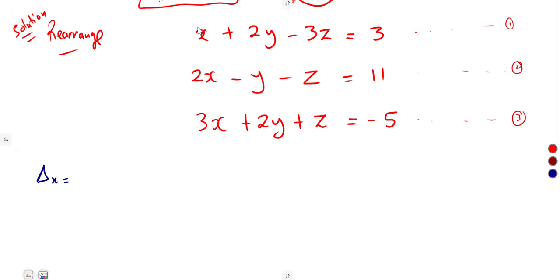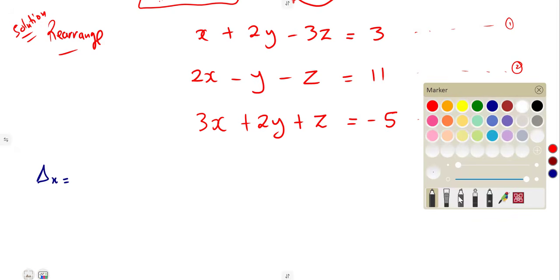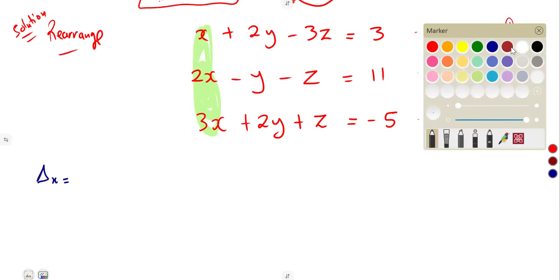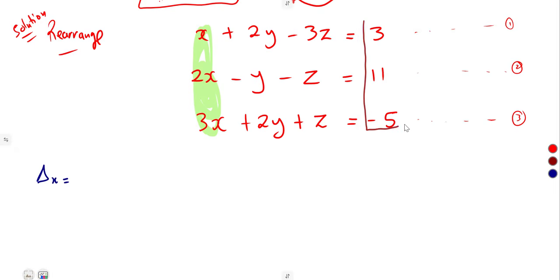So x, it simply means we are covering up x, replaced with constants. Remember, you are finding x, you cover up, you replace it with the constants. And these are the constants that we have on the right-hand side. So y is going to remain as it is, z as it is. But x is affected here. So we're going to substitute the constants as they are: 3, 11, minus 5.